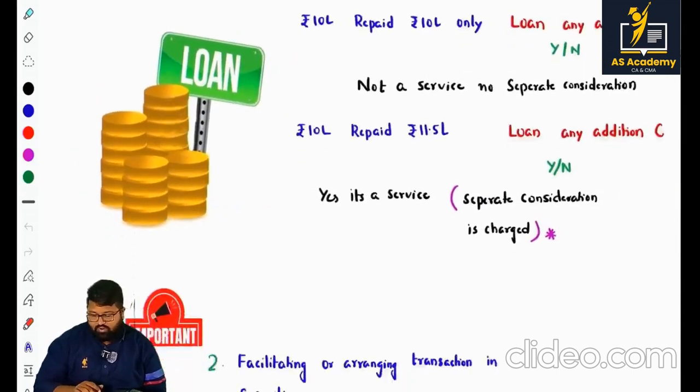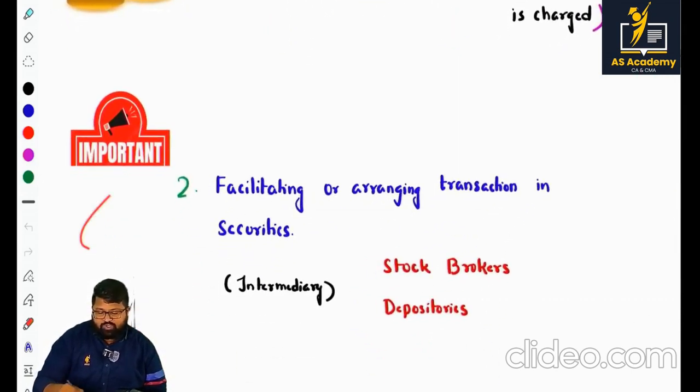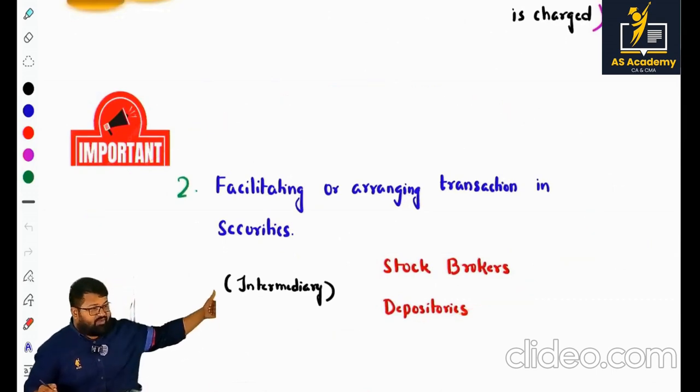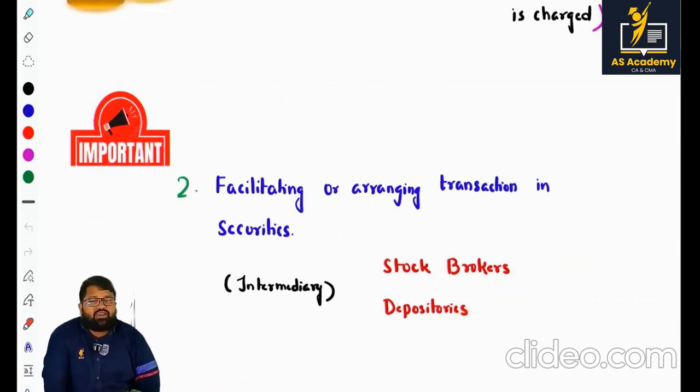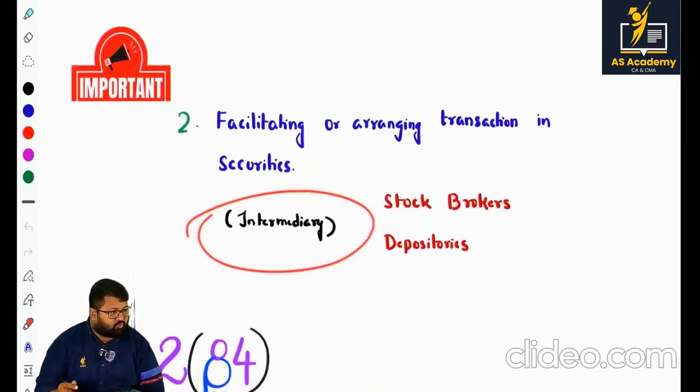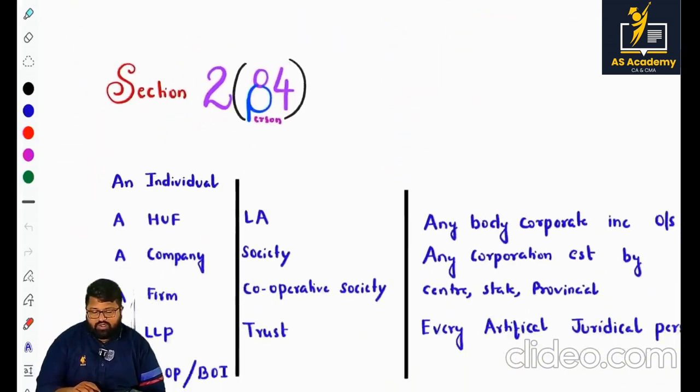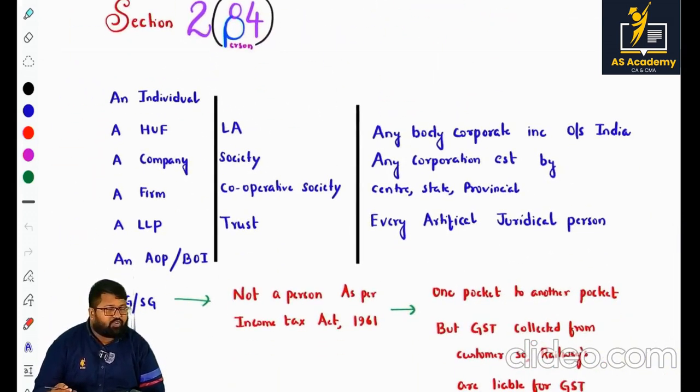There are no goods here. What next? The next most important thing, they may be asking it in the exam. What is this? Facilitating or arranging a transaction, nothing but intermediaries or stock brokers. Okay. Next, what about the next definition?